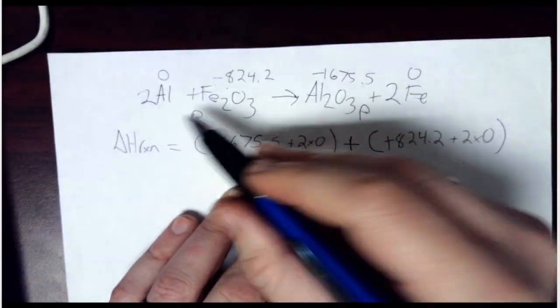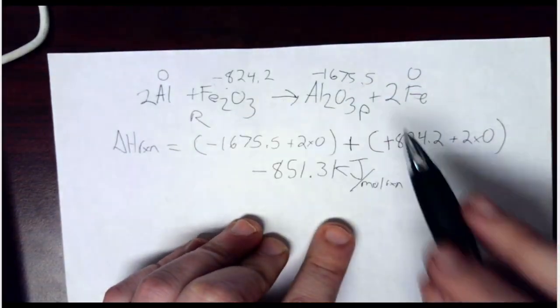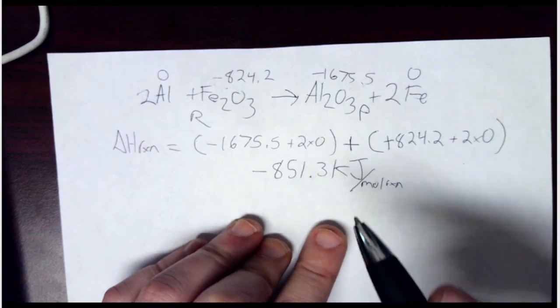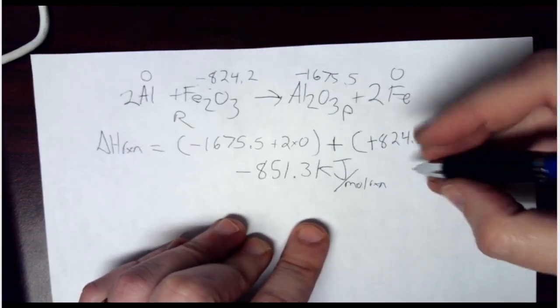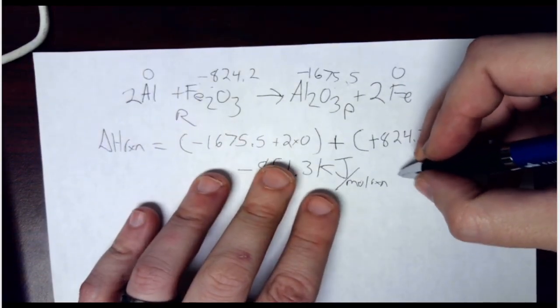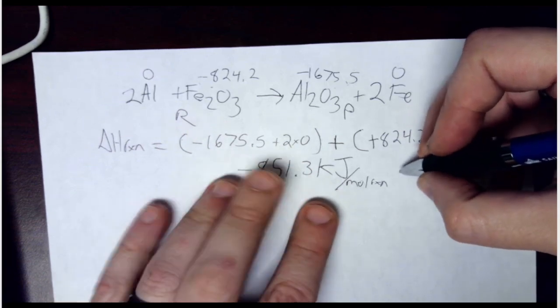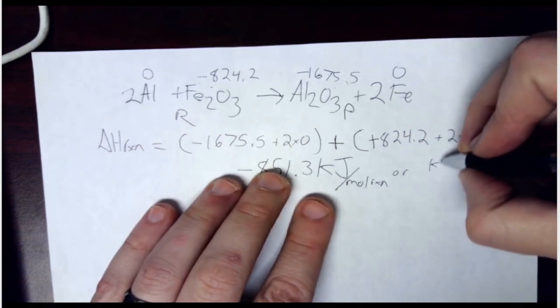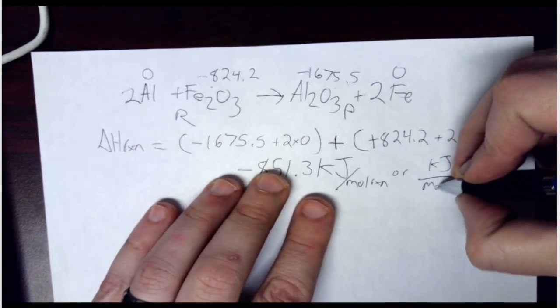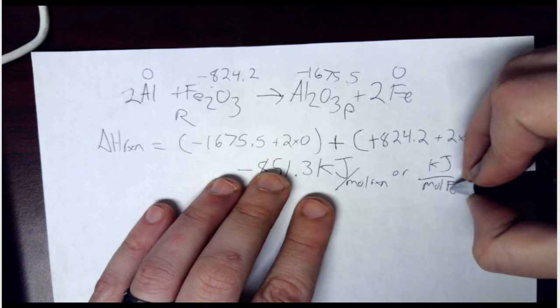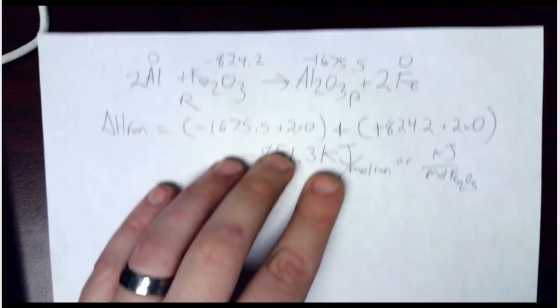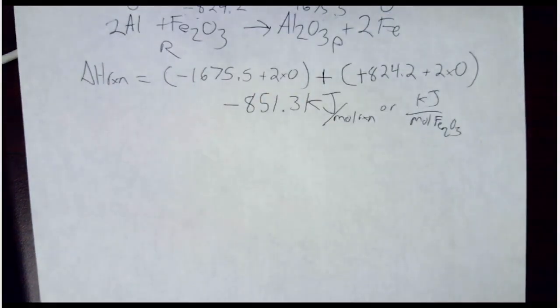Every time I run this reaction as written, one time, I generate this much energy. So per mole of reaction, or kilojoules per mole of Fe2O3. That's one way to look at it.